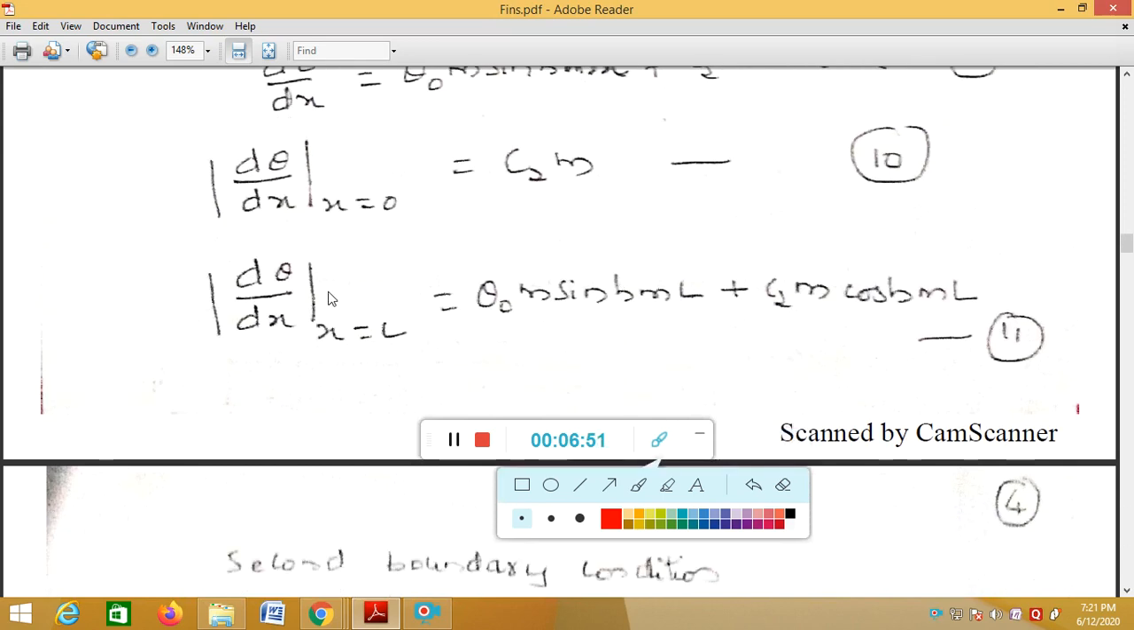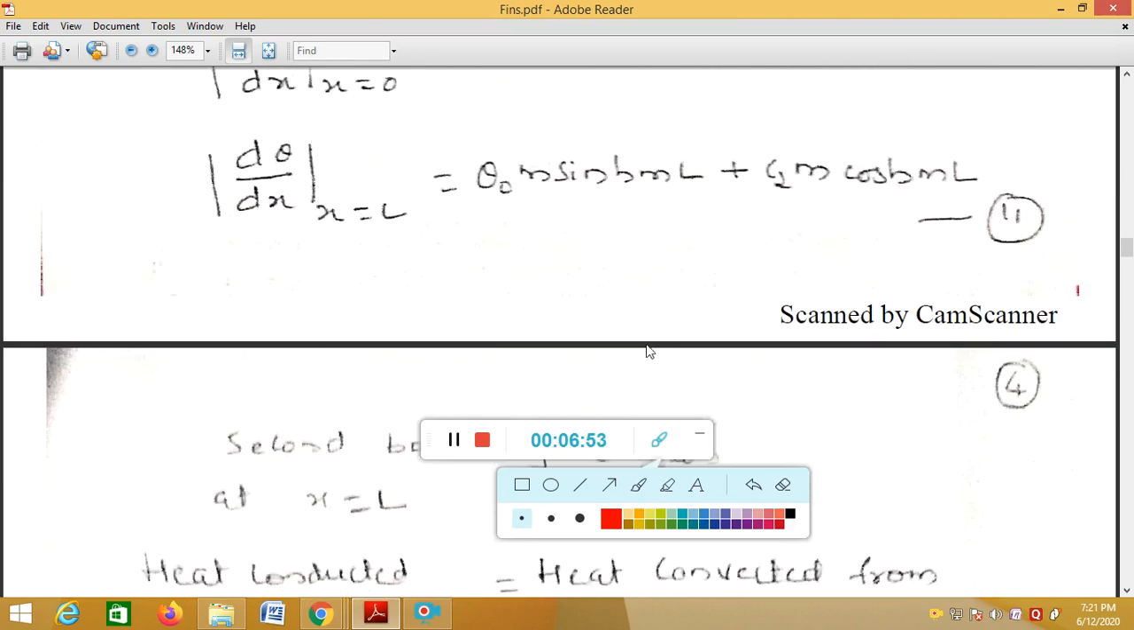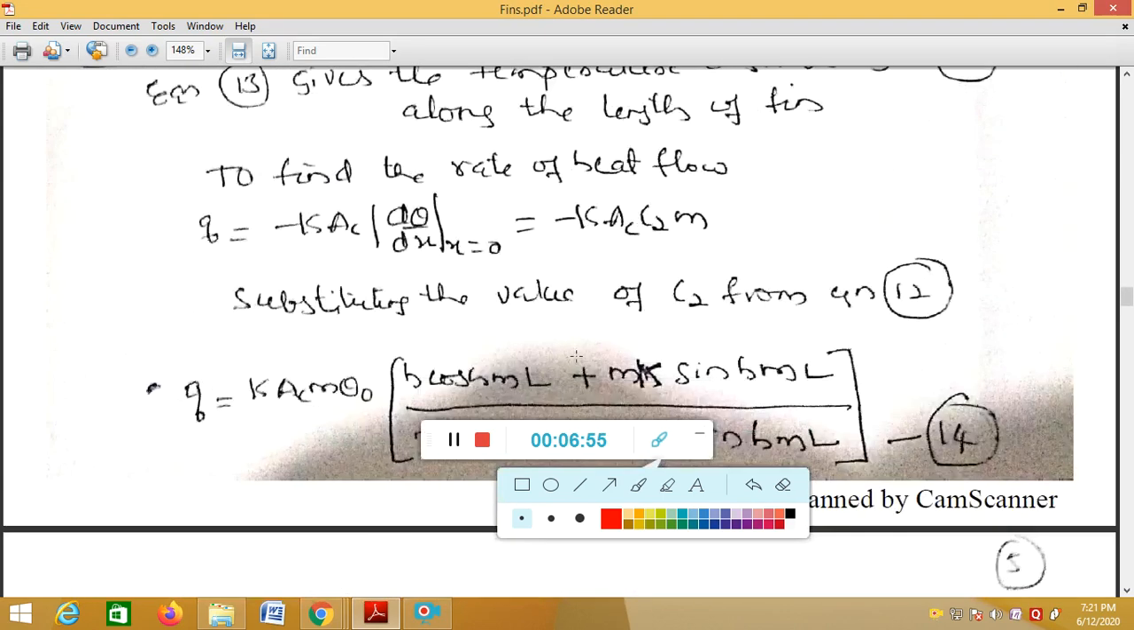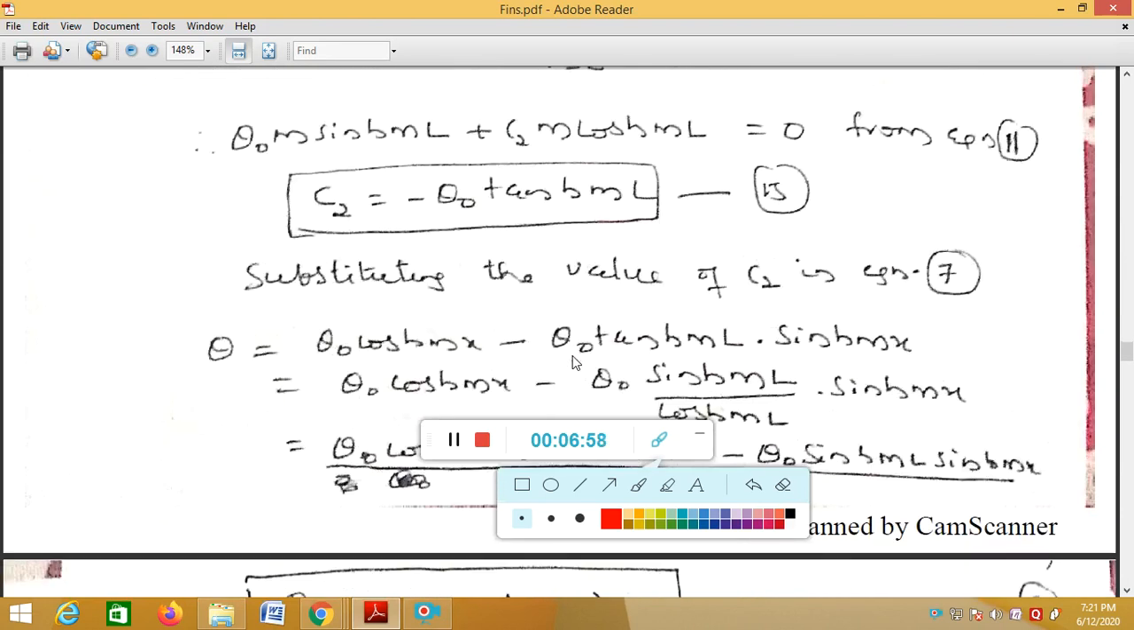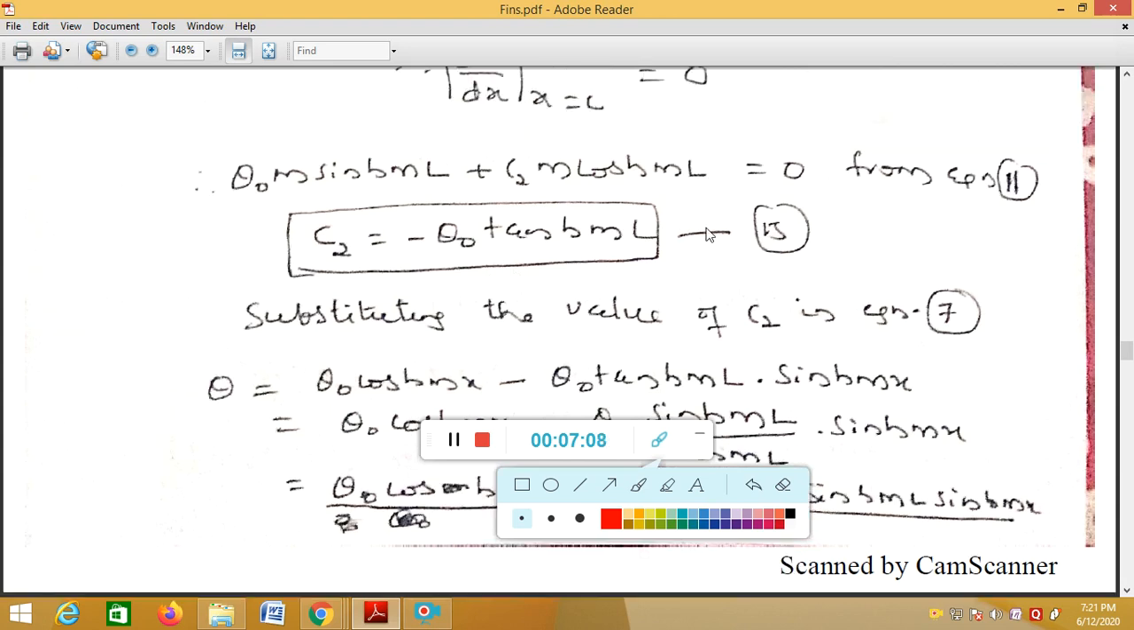Equation 11 gives d theta by dx at x equal to L. Equating 11 to 0, we get C2 equal to minus theta 0 tanh mL. C1 remains the same, because boundary condition number 1 is, at x equal to 0, theta equal to theta 0. That boundary condition is the same.